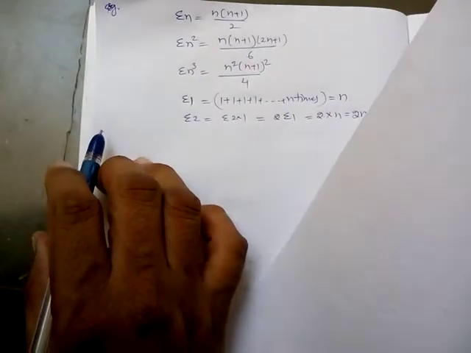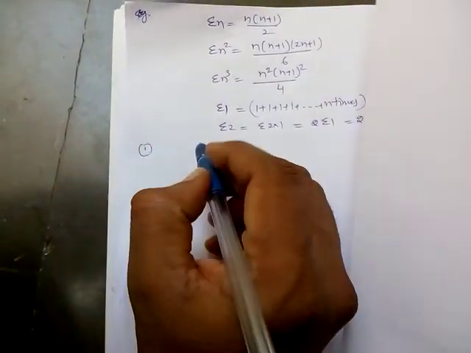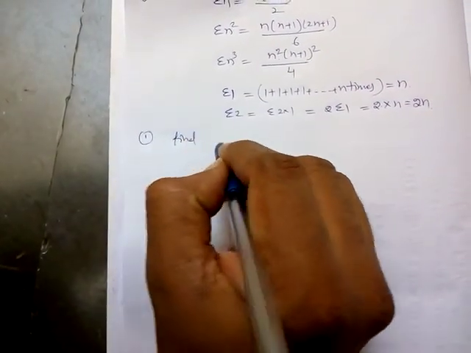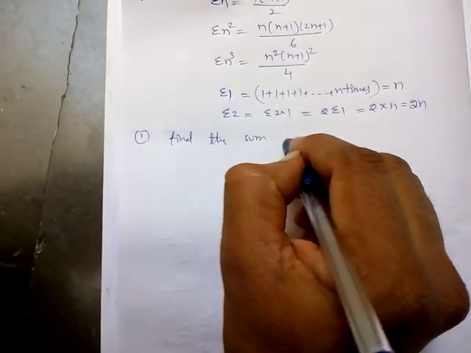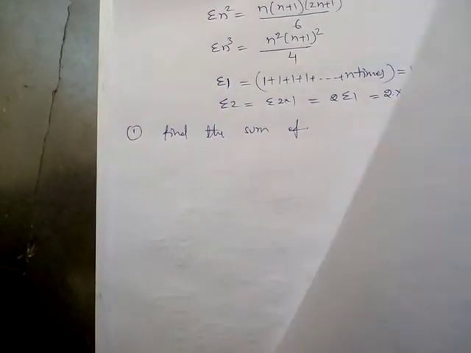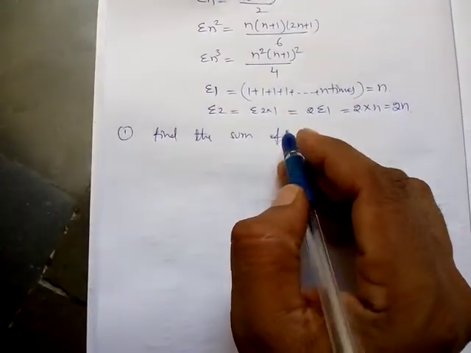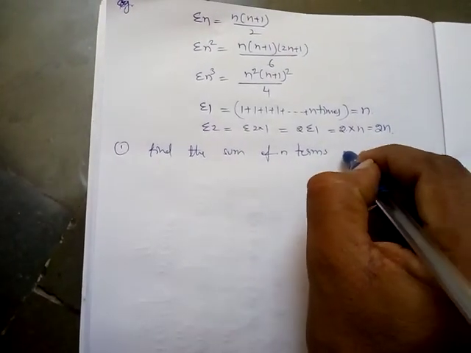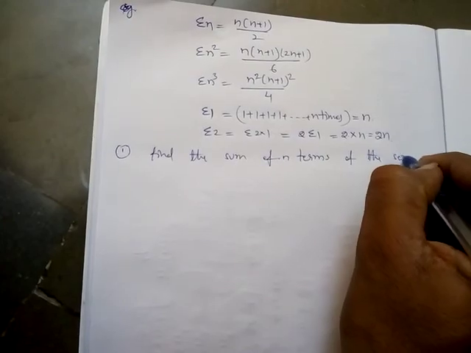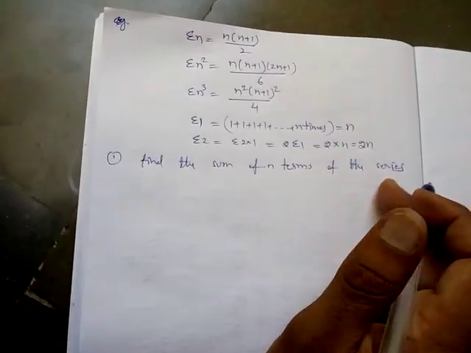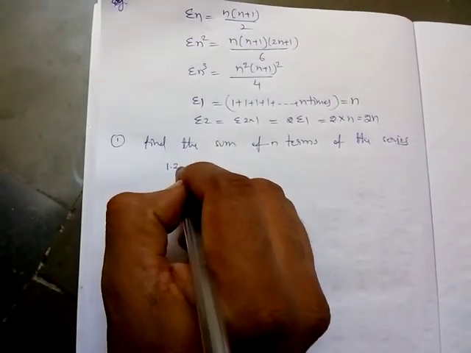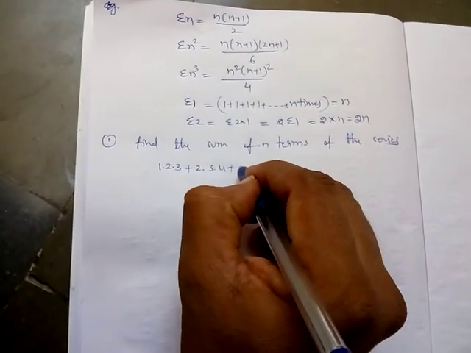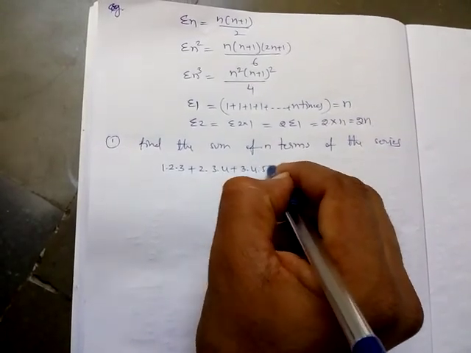Okay, now observe one example problem. Find the sum of n terms of the series 1 into 2 into 3 plus 2 into 3 into 4 plus 3 into 4 into 5 plus so on.